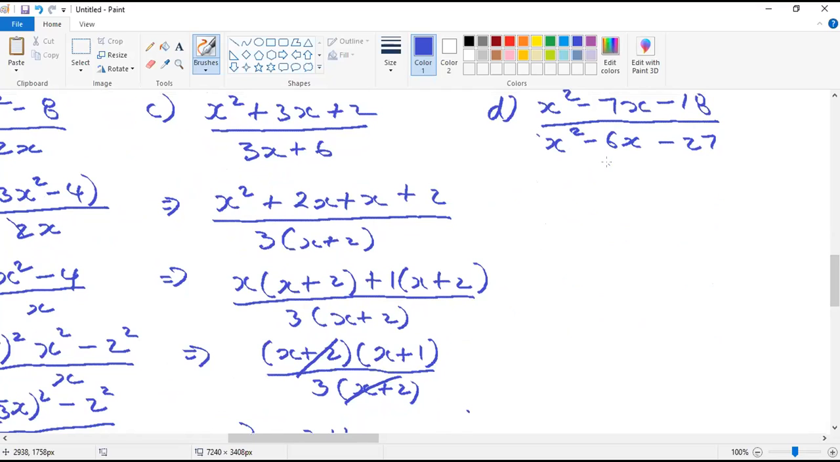All right, what can we use? We know that 9 times 2 is 18. So a negative 9 and a positive 2 would give us negative 7, and we'll add it up, right? A negative times a positive is a negative. So that works, and we can write that down: x minus 9 times x plus 2, for x squared minus 7x minus 18.